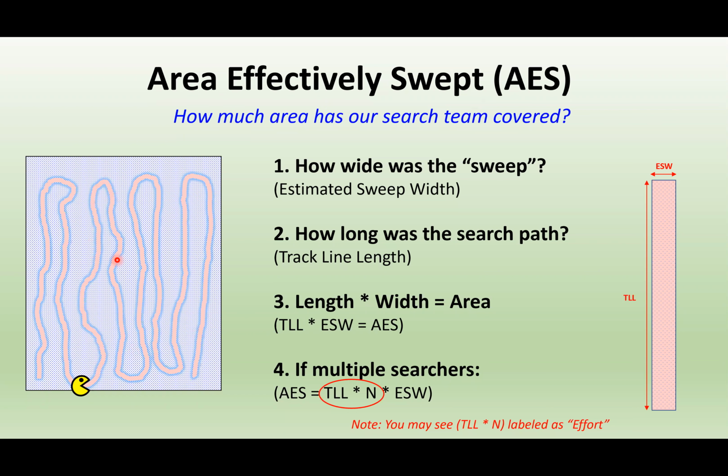That's pretty simple. We'll remember from basic math in high school or grade school, that we never thought we would use again, that if we want to get the area of a rectangle or a long piece of spaghetti, we simply take the length times the width. For width, we use estimated sweep width, and for length, we simply use the length of the path that the team followed. So the formula for area effectively swept is simply track line length, that's TLL, times sweep width. And if we have multiple searchers on the team, each person gets credit, so we would also multiply by the number of searchers on the team.